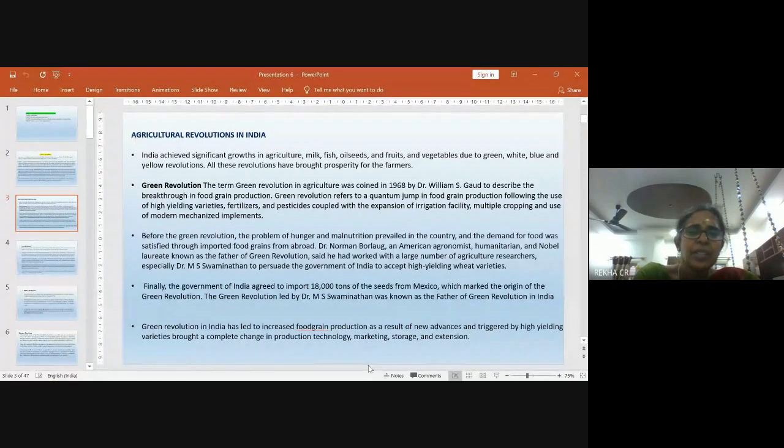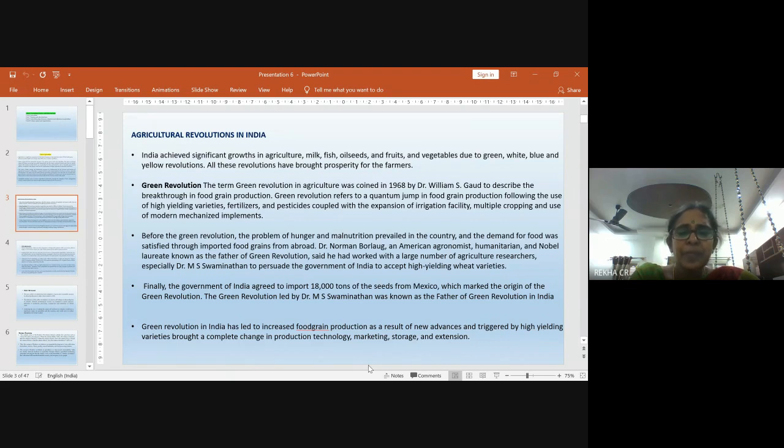Of course, all these revolutions have brought prosperity for the farmers. The term Green Revolution, for agriculture, was coined in 1968 by Dr. William S. Gaud to describe the breakthrough in food grain production. Green Revolution refers to the quantum jump in food grain production, a sudden increase in food grain production. It is due to the use of high yielding varieties of plants, use of fertilizers and pesticides, coupled with the expansion of irrigation facilities, multiple cropping, meaning growing different types of crops in the same area, and use of mechanized implements. It has led to the Green Revolution.